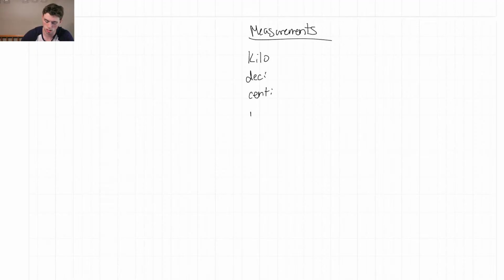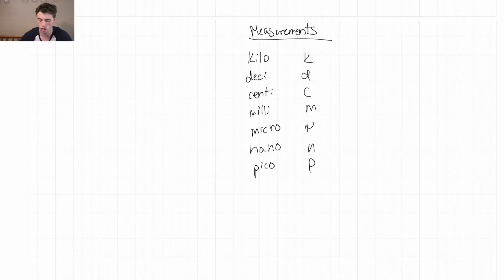So to start, we're going to deal with a lot of the measurements. For measurements and for scientific notation, these are pretty much unanimous across the board. They like to work in threes, I've noticed a little bit. So if we have kilo, deci, centi, milli, micro, nano, and pico, these are used a lot, especially with their symbols. They go pretty much like this.